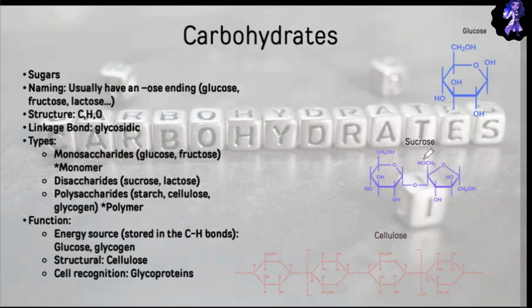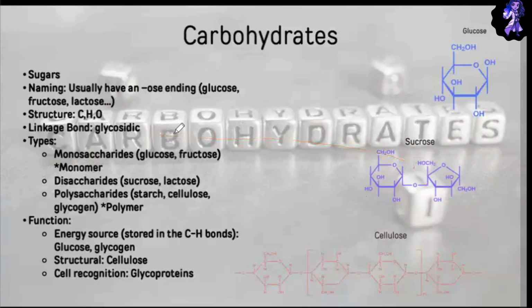If you have a linked bond between two rings with carbon, hydrogen, and oxygen, you're referring to a disaccharide. Di meaning two, so disaccharide. These are things like sucrose and lactose. The picture on the right here shows a sample of a disaccharide, sucrose, and there's a link right here. That link is called a glycosidic bond.